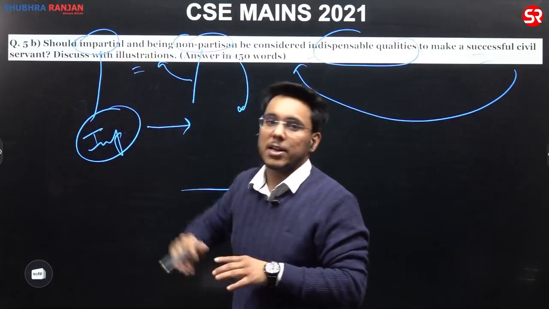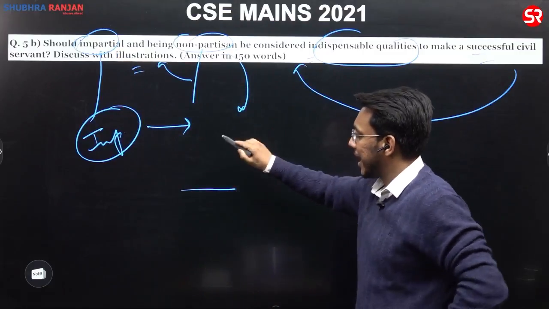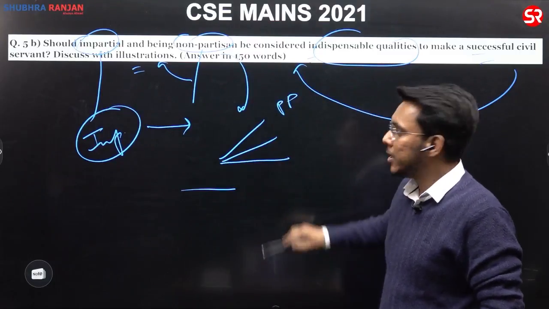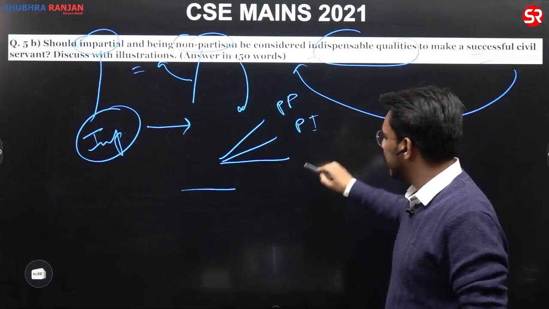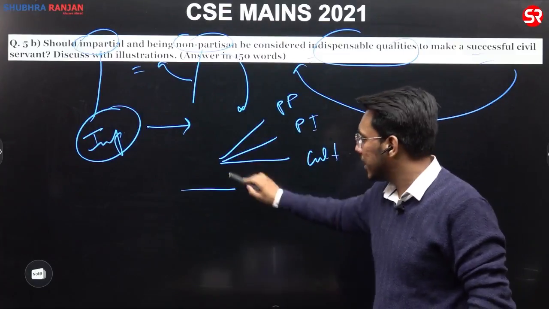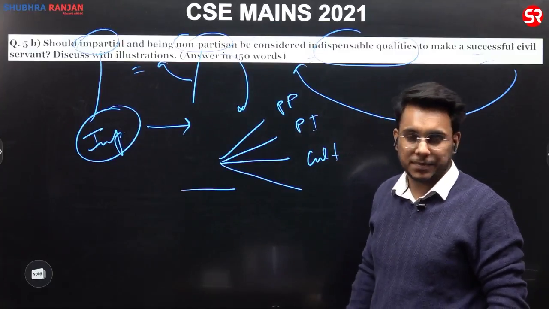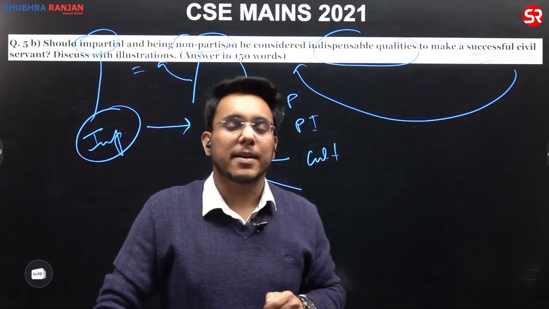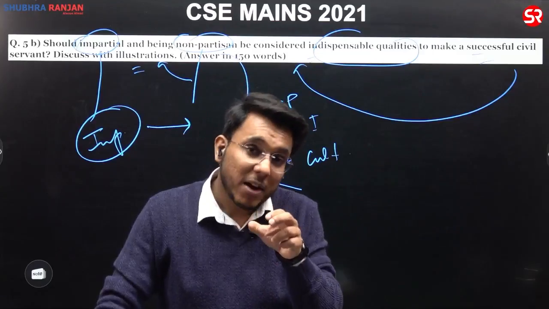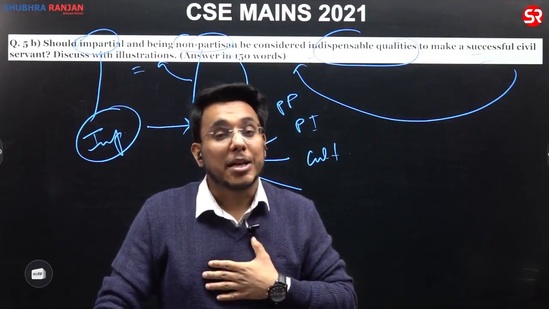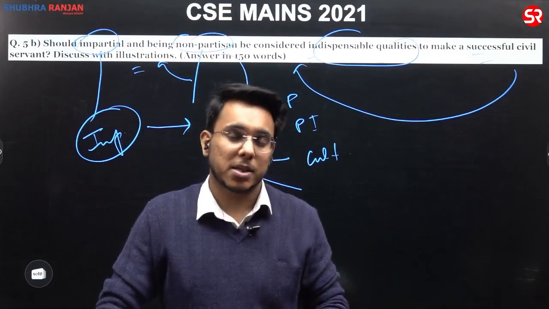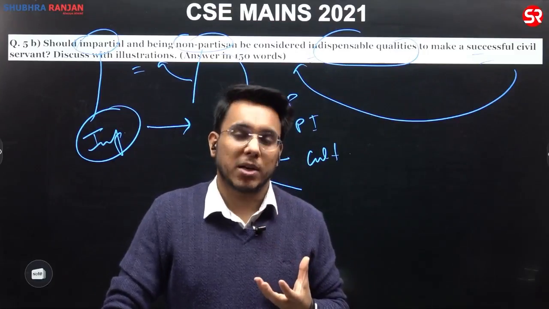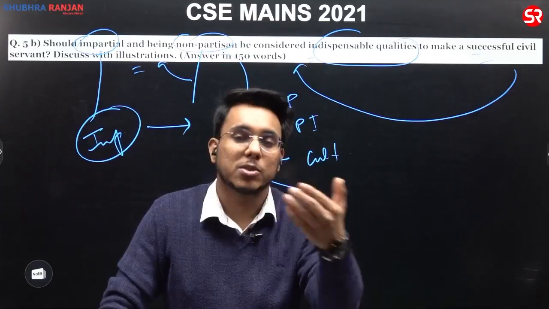See, non-partisanship is different from impartiality. Non-partisanship means that you will not be associated with any political party, any political ideology, any political cult, or any political leader. See this: you are the permanent executive, you are working with the political executive. Though you are working all the time with the political executive, you yourself will not be influenced by them. It is like a lotus in muddy water: though it is blooming in the muddy water, it is not touched by the mud.